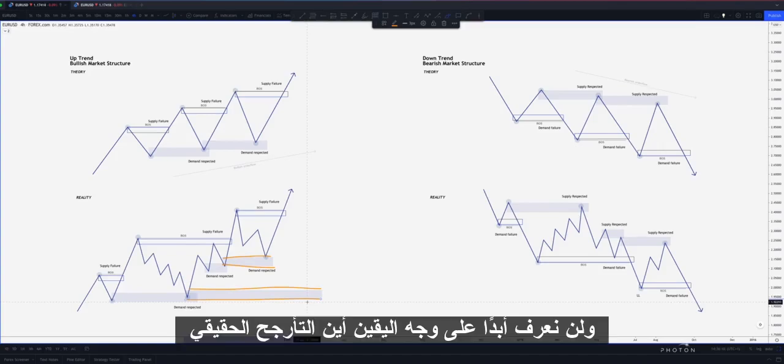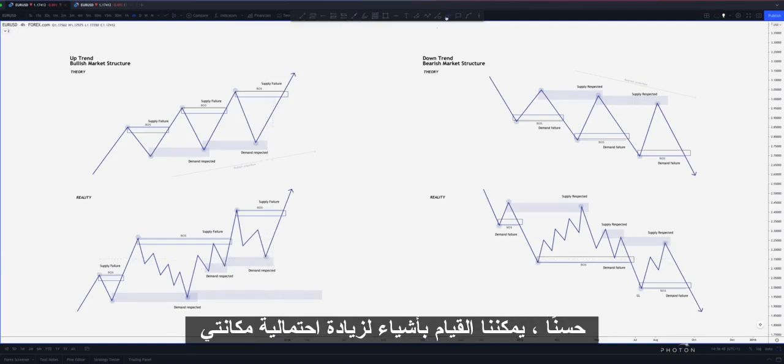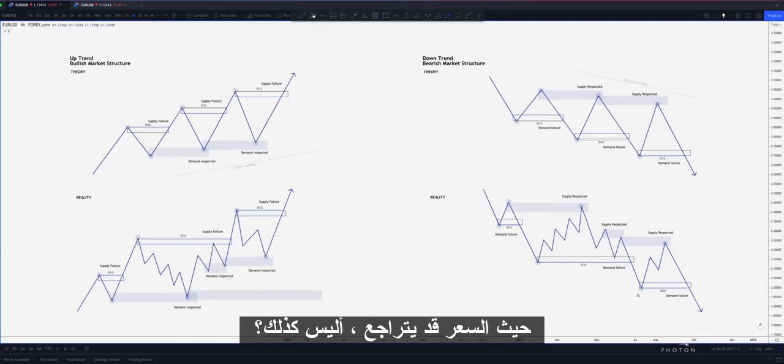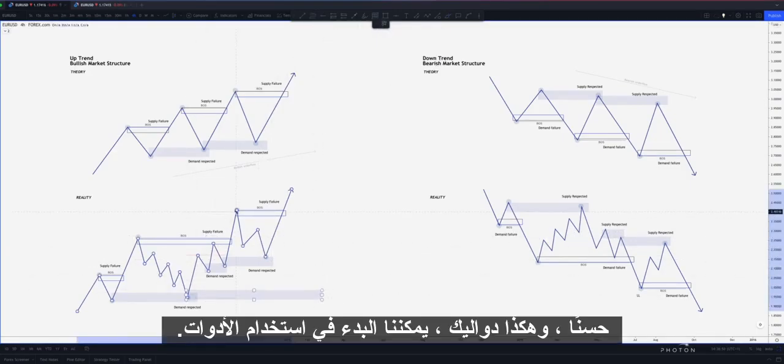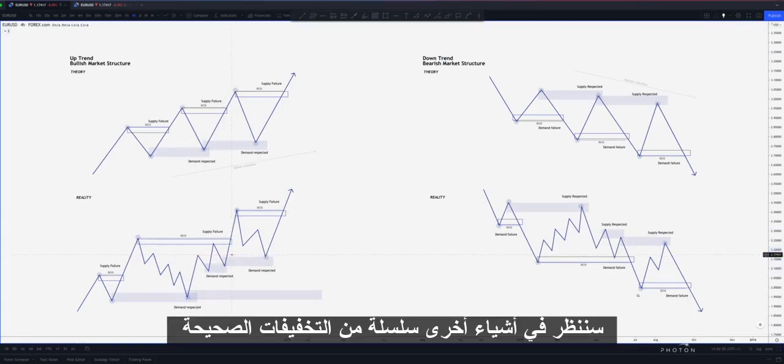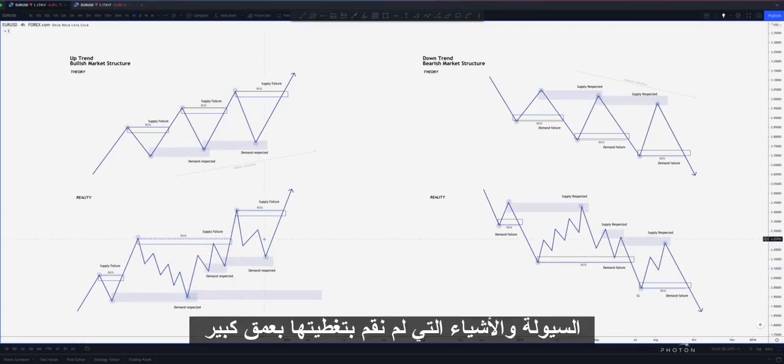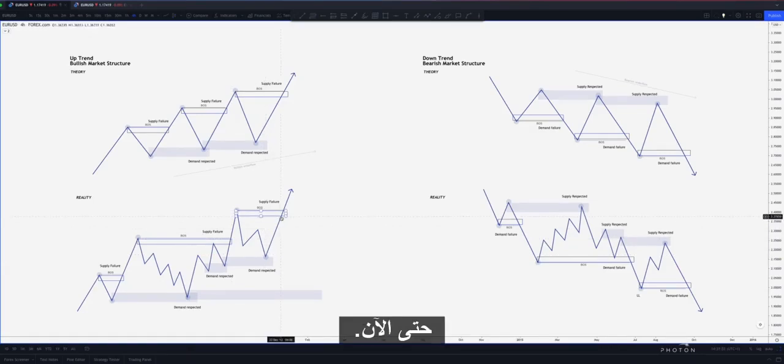And we will never ever know for certainty where the true swing high or low will form, okay? So we can do things to increase the probability of where price may pull back, right? We can overlay premium and discount, right? So on and so forth. We can start to use tools. We're going to look at other things, right? Series of mitigations, liquidity and stuff, which we haven't really covered in too much depth just yet.